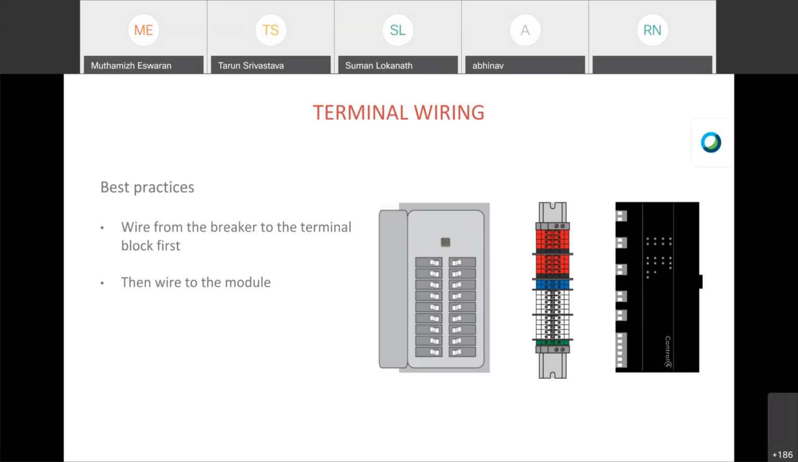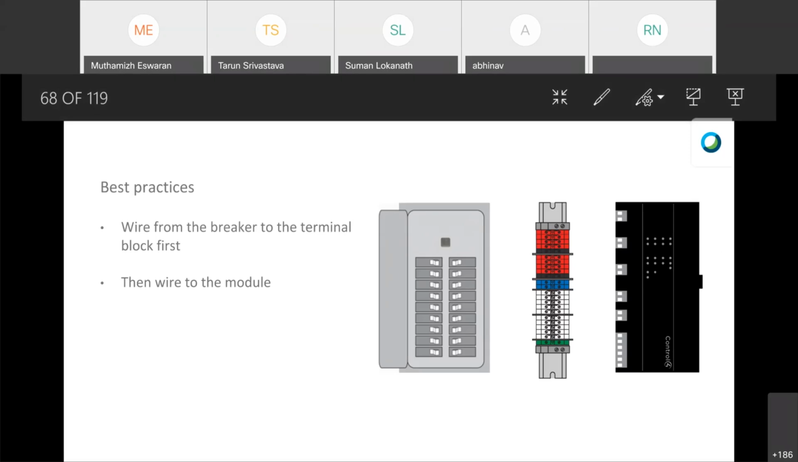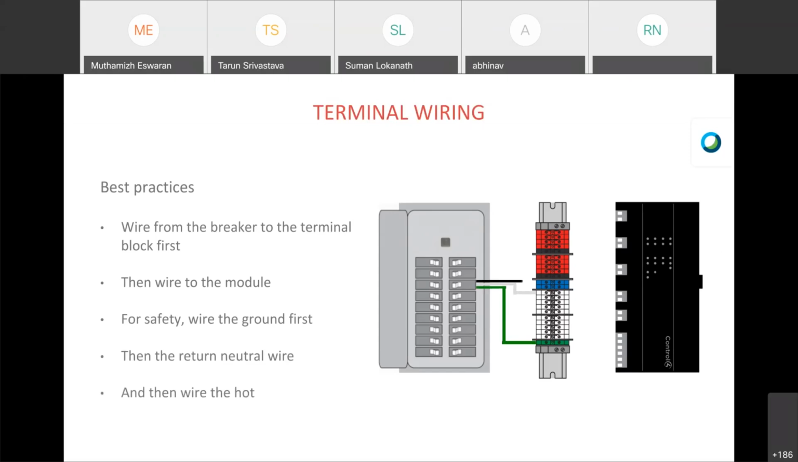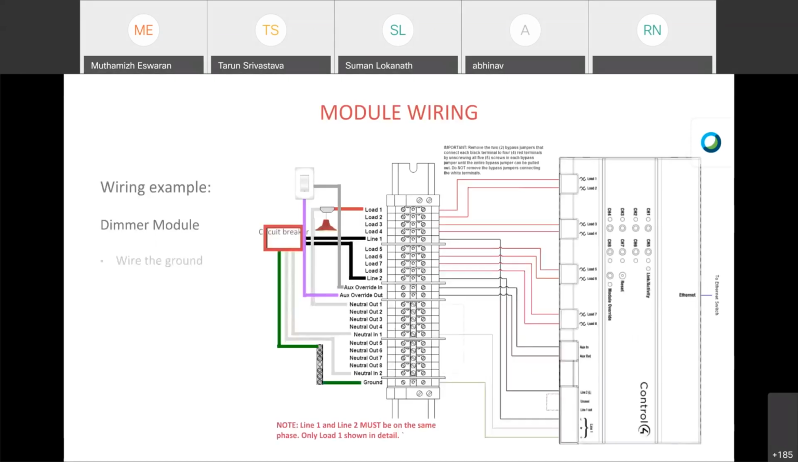Okay, the terminal block wiring is mainly for safety. On the wiring, the first thing is from your circuit breaker to the terminal block: ground and then neutral, and then definitely your phase. Then from your terminal block to the module, phase, ground, neutral. And when it comes to module wiring, you will again take it back from your module to the terminal block, connecting everything the same way, ground and then neutral.